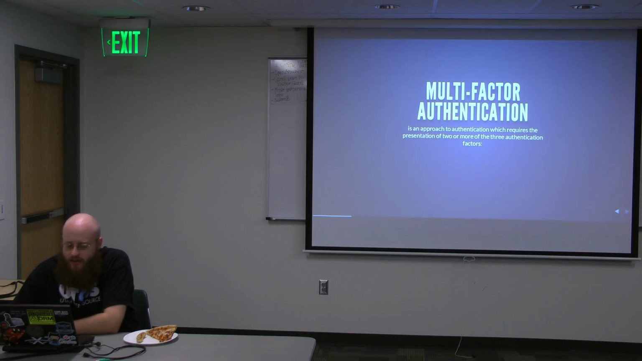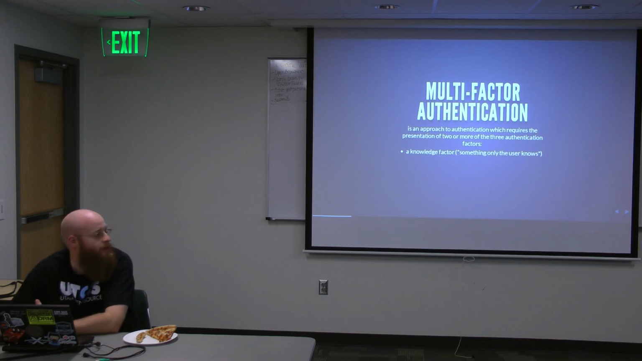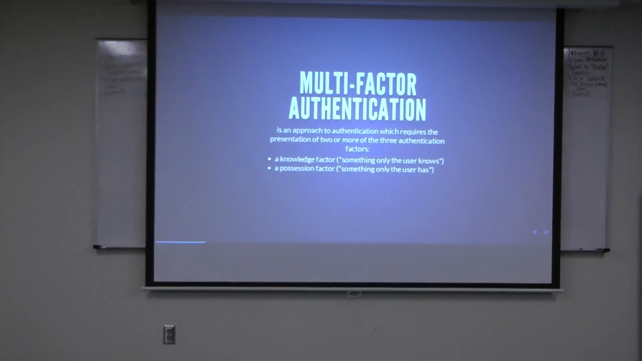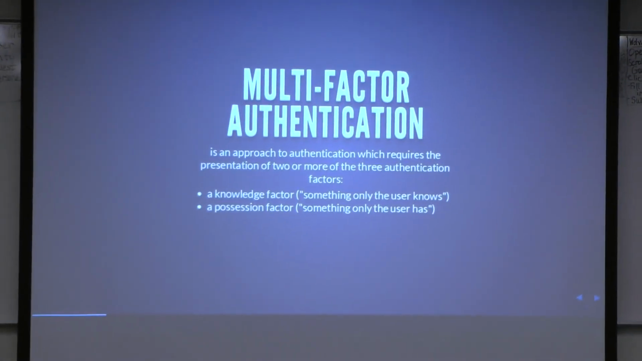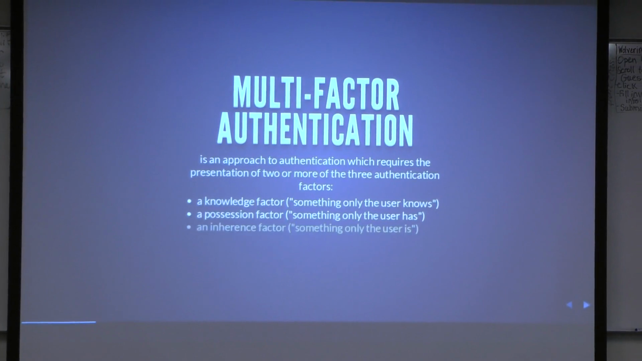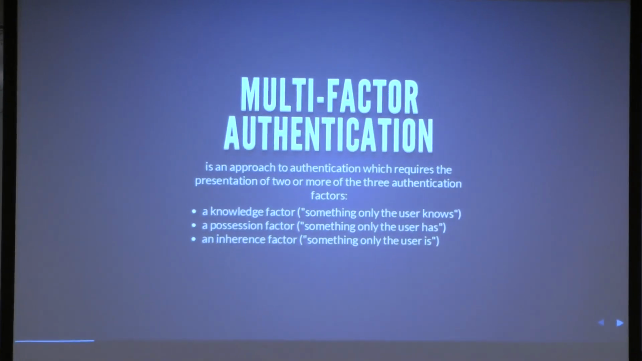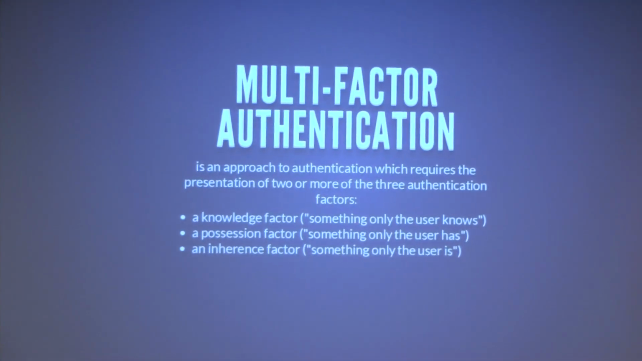authentication factors, which are a knowledge factor, something the user knows, that would be like your password. A possession factor, something only the user has, this is usually a token of some sort. An inheritance factor, which is like your thumbprint and eye print, something the user is.